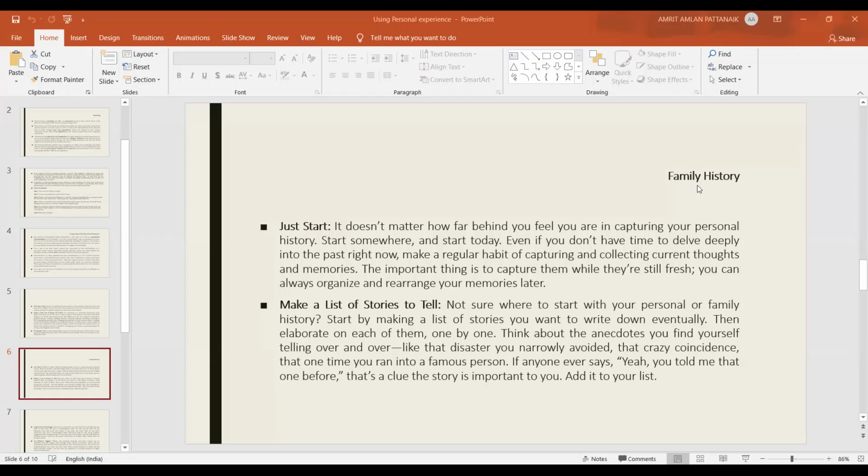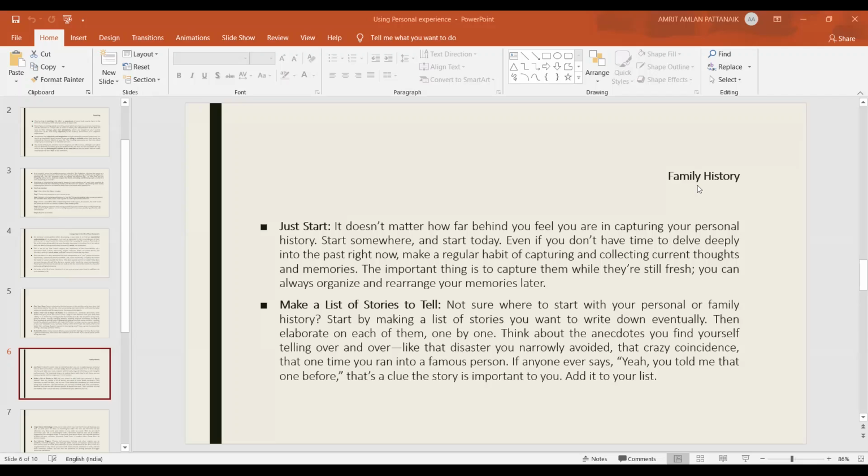If you start somewhere and start today, wherever you are, and you continue to do so, after a certain point in time, you would have some material or the other. It might or might not make sense, but it would help you navigate through quite a bit of experiences by the time you wind up. So even if you don't have time to delve deeply into the past right now, make a regular habit of capturing and collecting current thoughts and memories.